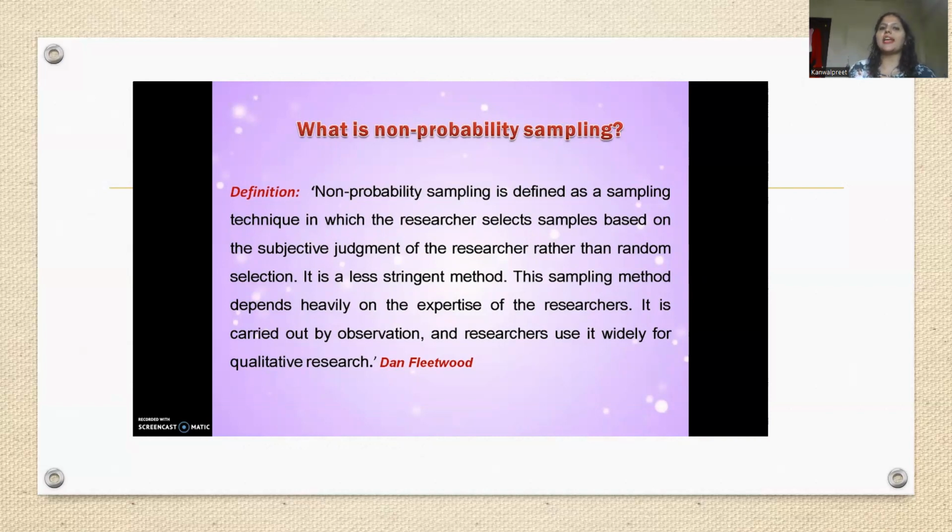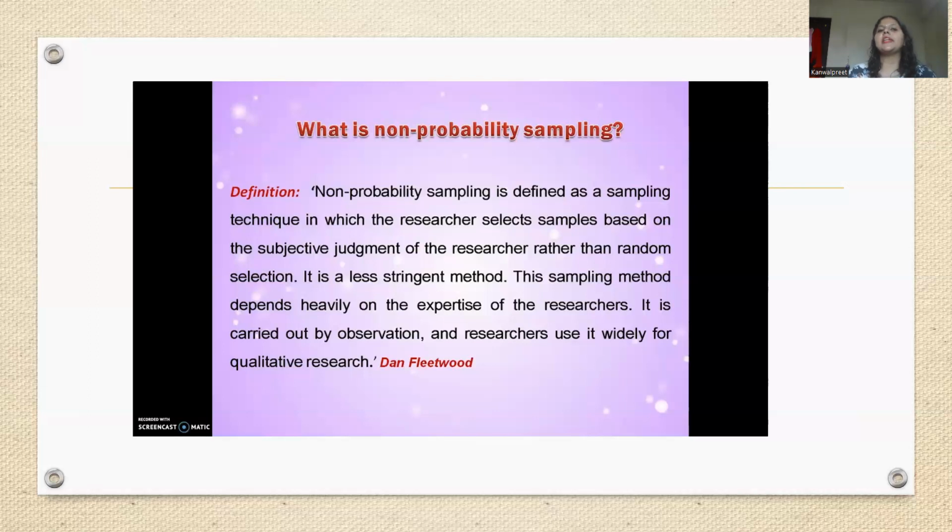It is the subjective judgment of the researcher rather than random selection, which means it is not a probability method. It is less stringent, meaning it is not as strict as the probability method. This sampling method depends heavily on the expertise of the researchers. If your judgment is incorrect, your research becomes incorrect. It is carried out by observation and researchers use it widely for qualitative research.